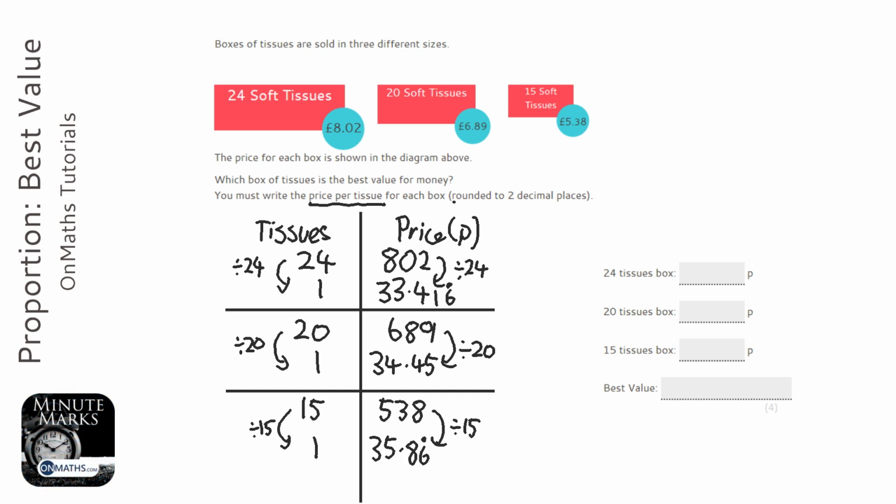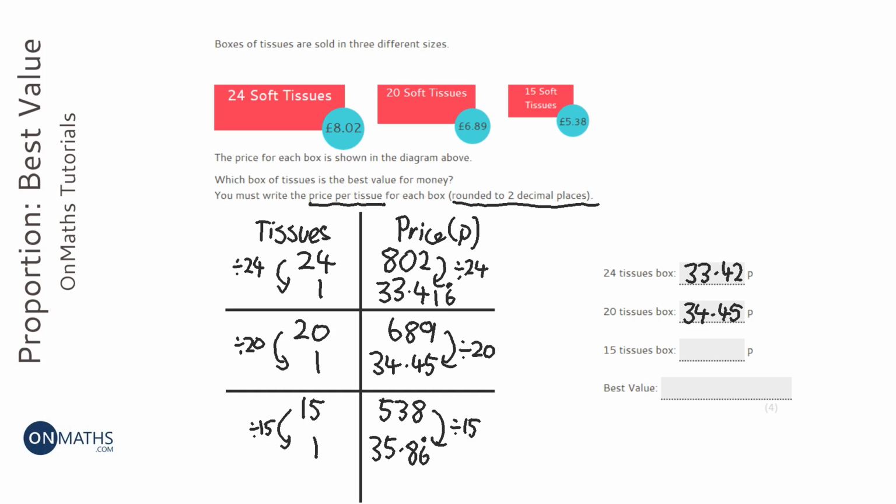Okay, so first of all, let's get the price in. So it says rounded to 2 decimal places. Okay, so this first one is 33.42 because that one moves up. The 20 tissue box is 34.45, and the last one is 35.87 because that 6 would round up.